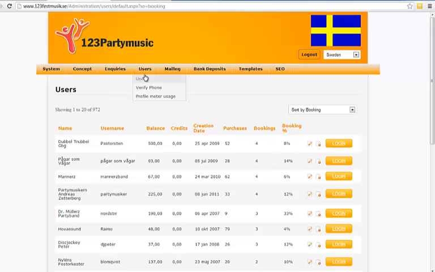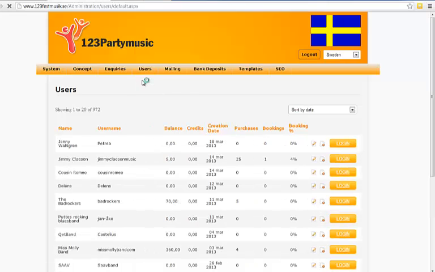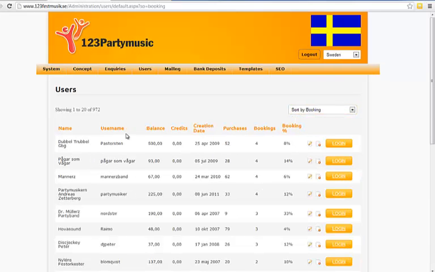When you go to users and press on the user button here, you can press on this drop down and press on sort by booking. This will list all the users we have in Sweden, with the users with the most bookings at the top. And you can see right now we have 4 users who had 4 bookings, and you can also see how many purchases they made and what their booking percentage is.